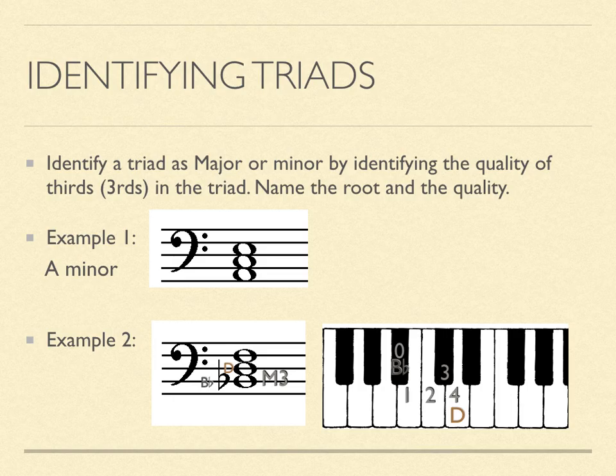Now we'll count the number of half steps between D and F. 0, 1, 2, 3. That's a minor third. So we have a major third on the bottom, which means this is a major triad. And B flat is the root, so this is a B flat major triad.